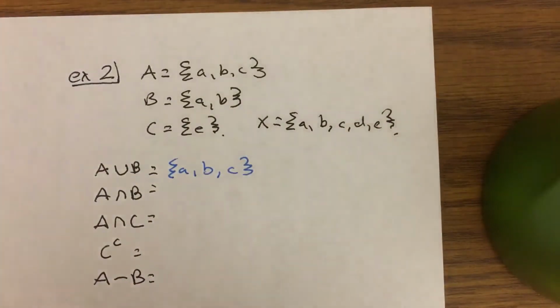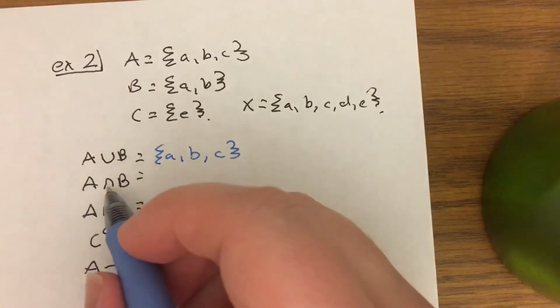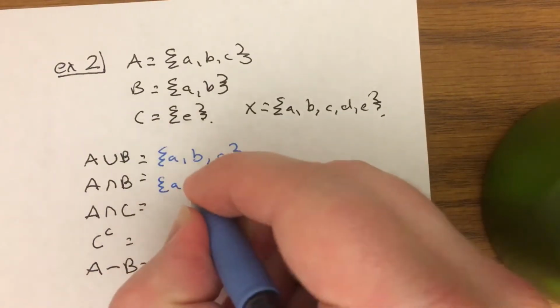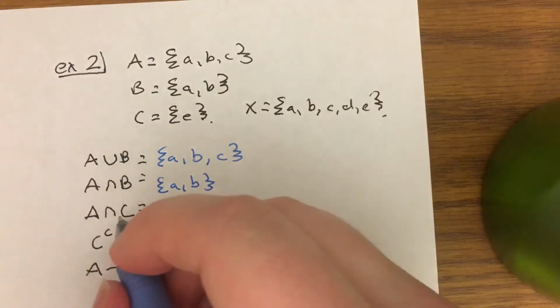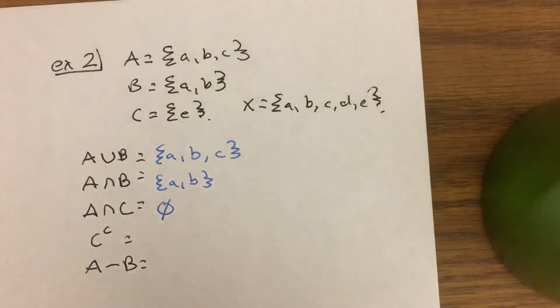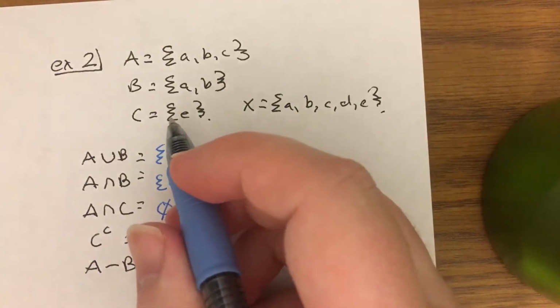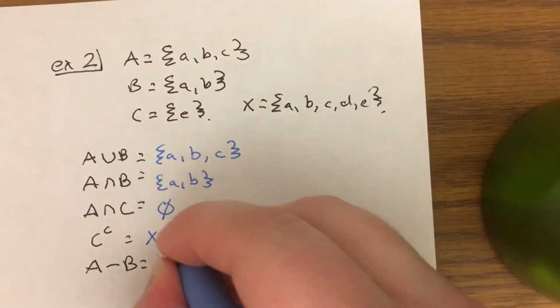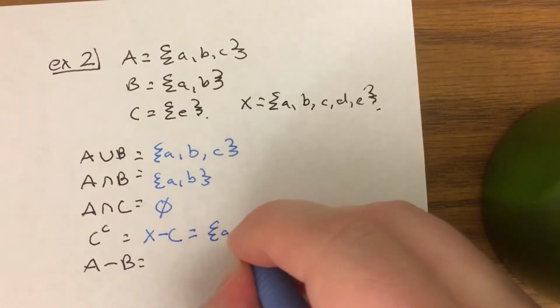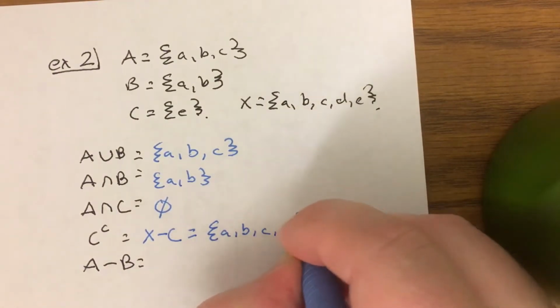With the exception of C, which is something that A just has. So we're going to take the intersection of A and B now. A and B are the common elements, so that's what it has. A intersect C, nothing in common, so it's the empty set. C complement is equal to X minus C, so it's A, B, C, D.